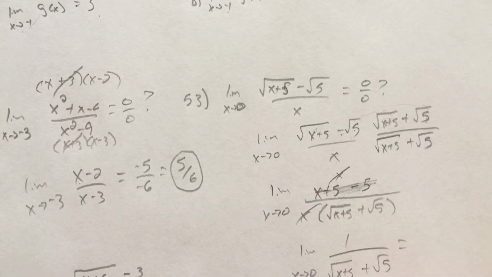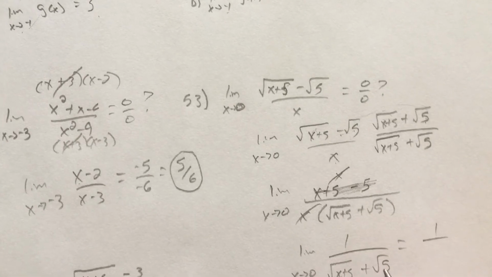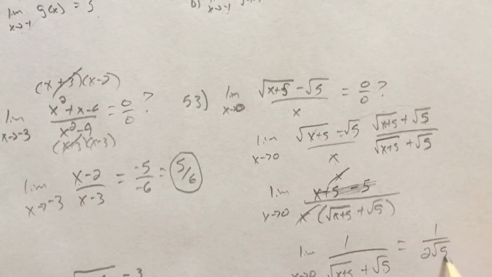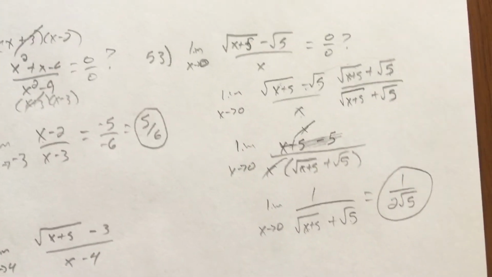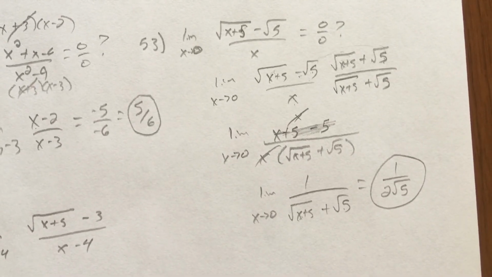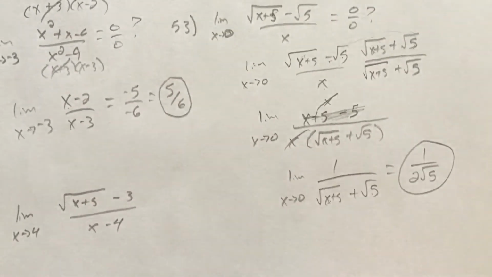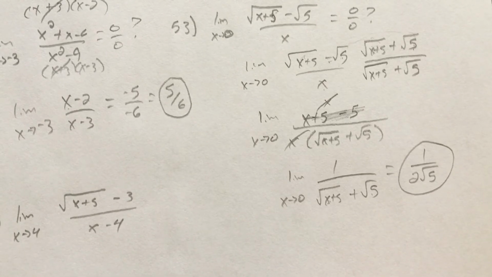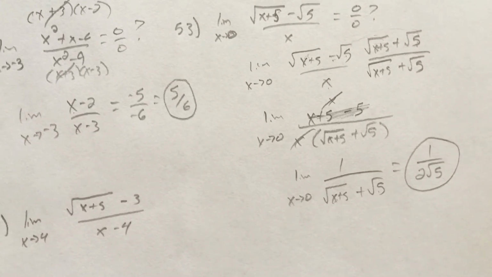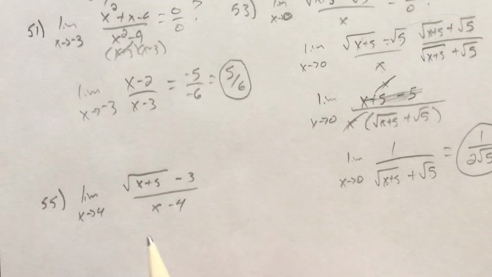So now I'll put the 0 in. I get 1 over square root of 5 plus square root of 5, which is 2 square roots of 5. And that's our limit. Okay. Again, these are definitely on the harder end, and the good news is you will not have to do them on a quiz or a test, or on an AP test, so no worries there.